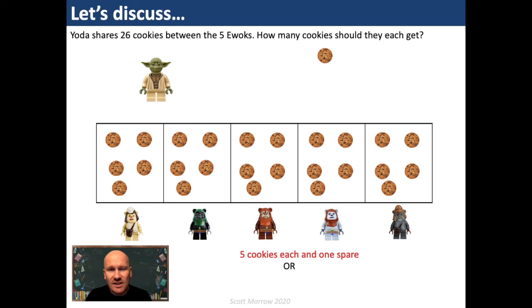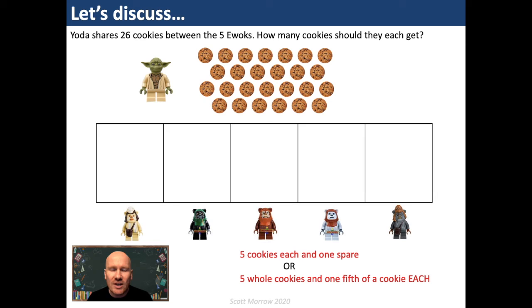However, because it's a cookie, what we could do is cut that into equal parts. We would need 5 equal parts, and when we cut that cookie into 5 equal parts, we create 5/5. I've got enough to give each of the Ewoks 1 of those fifths, which means we can share out that whole amount so that each of the Ewoks gets 5 whole cookies and 1/5 of a cookie.